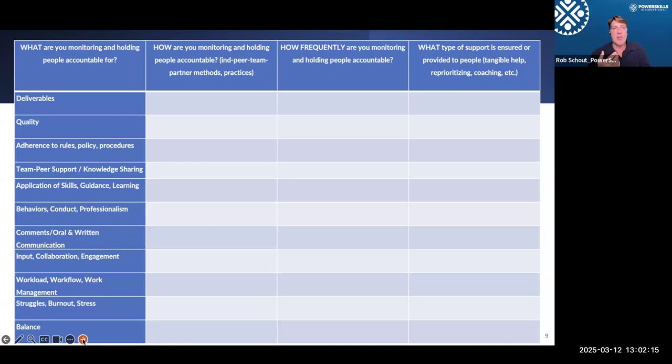So we hold people accountable and monitor deliverables, the outputs, quality of their deliverables, adherence to rules and policies and procedures. Are they adhering to procurement procedures or travel procedures or processes for securing and safely securing technology or information? We hold people accountable for and monitor their team and peer support because they're part of a larger group. And their job is not just to do their own job, their job is to help achieve the goals of the entire unit or the entire organization.